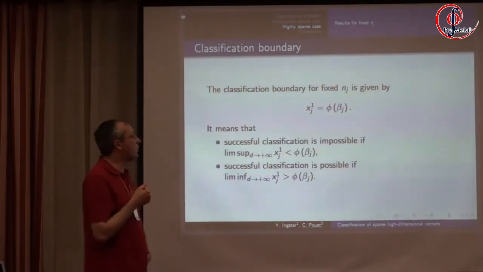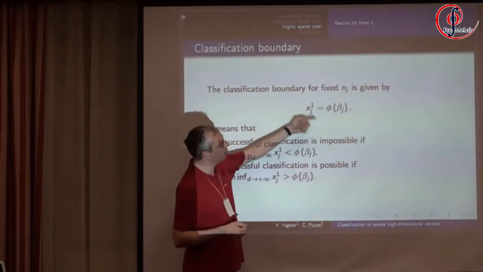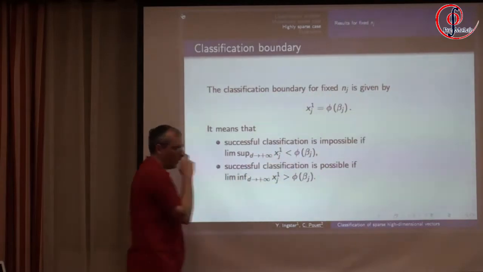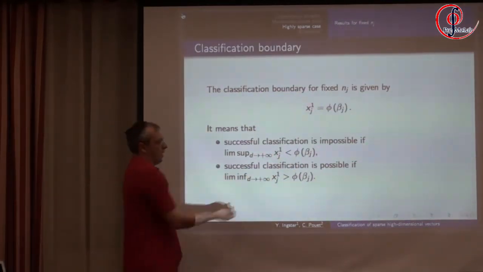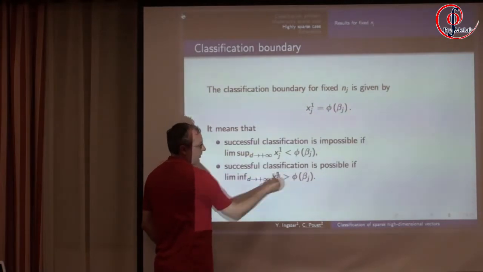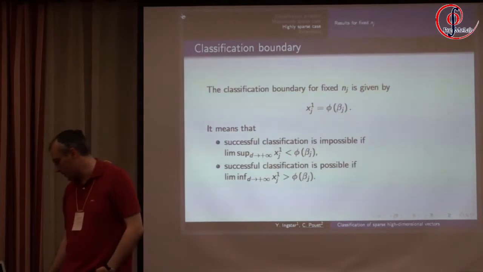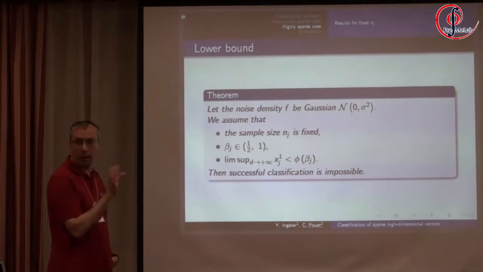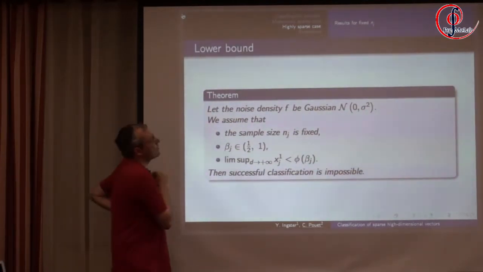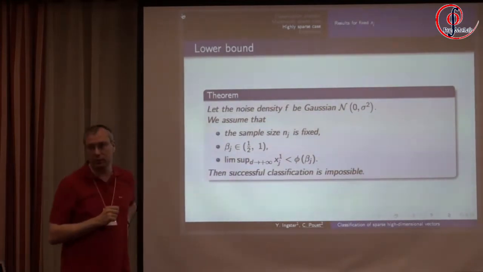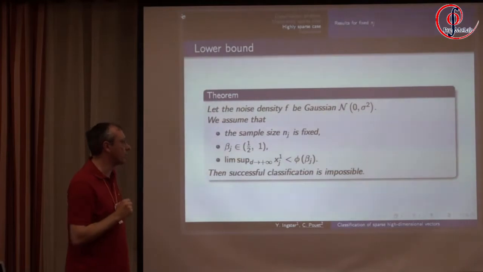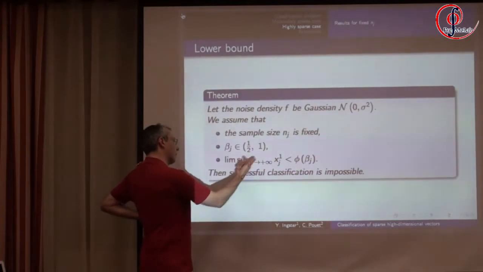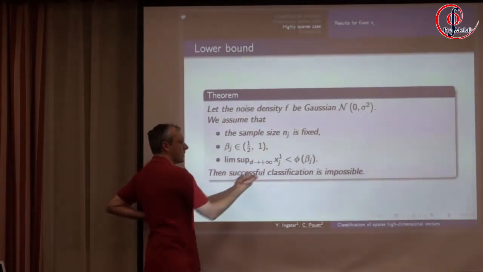So the classification boundary will be of the following form. You have to take x1j and compare it to phi beta j. This is to say, if this quantity is smaller than phi beta j, successful classification is impossible. And if this quantity is larger than phi beta j, then successful classification will be possible. And this is what we will prove. So it seems rather easy, but in fact you have to deal with several regions. What we will assume here, I will assume that the sample size nj is fixed, although we can also work with the sample size going to infinity. Beta j is between 1/2 and 1. And okay, if we have this condition, then successful classification is impossible.